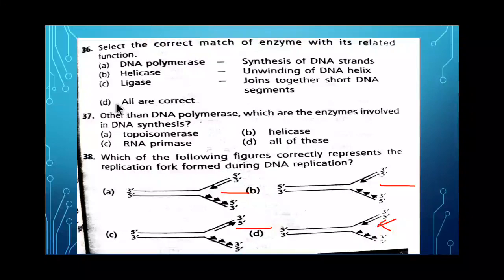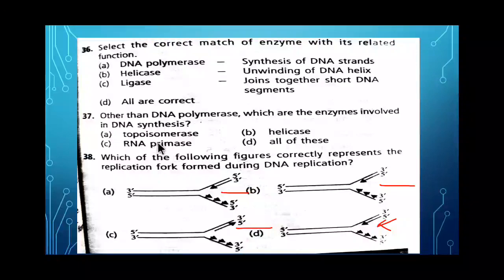Next is, other than DNA polymerase, which are the enzymes involved in DNA synthesis? Okay, so we know that in the process of DNA synthesis a parent DNA molecule, when copied, gives rise to two identical daughter molecules. In DNA synthesis, DNA polymerase plays an important role. It has the capacity to elongate an existing DNA, but it cannot initiate the synthesis. So the synthesis is initiated with the help of a primer, which is formed by the RNA primase. So this one is involved.